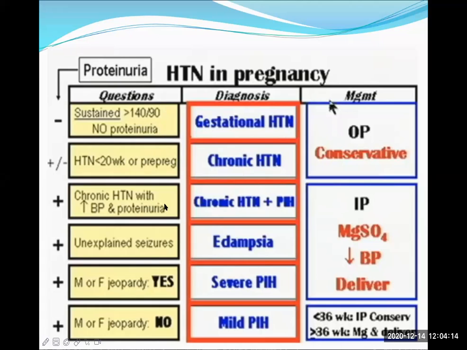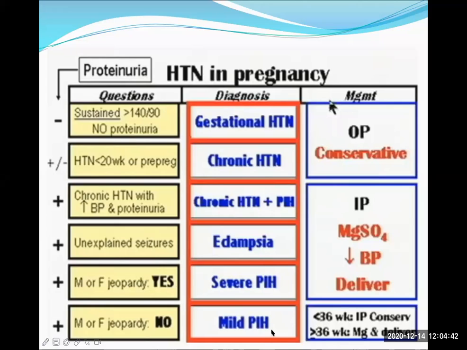Chronic hypertension with superimposed preeclampsia is this one: an increase in blood pressure and proteinuria with chronic hypertension. Now, eclampsia is with unexplained seizure. Along with all these, plus means everything is happening with additional features. Severe means mother or fetus jeopardy is there, meaning some complications are already occurring in the mother and baby.